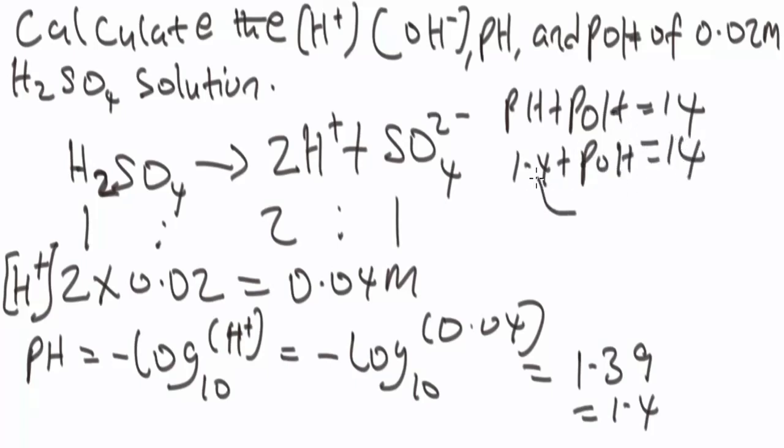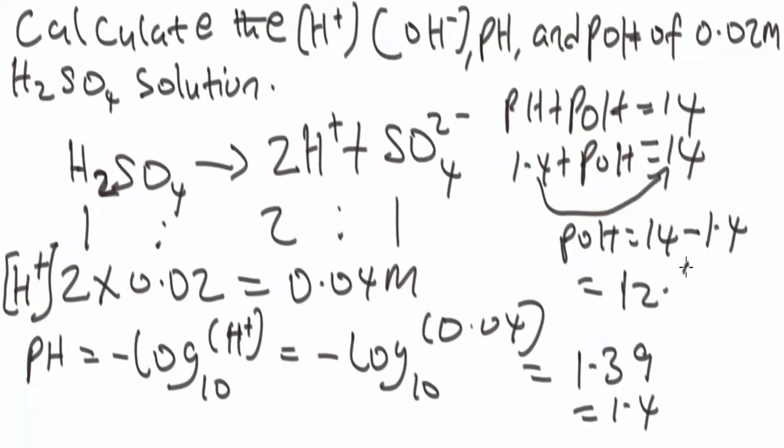Make pOH the subject of the formula. This crosses the equality sign. We're going to have pOH equals 14 minus 1.4. If we do the math, we're going to have 12.6, and this will be the pOH.